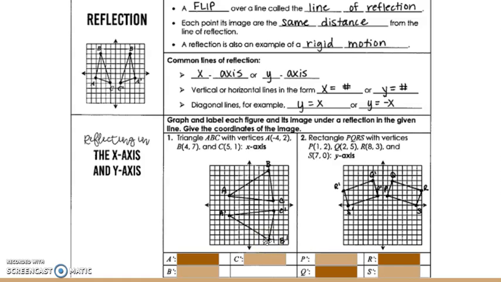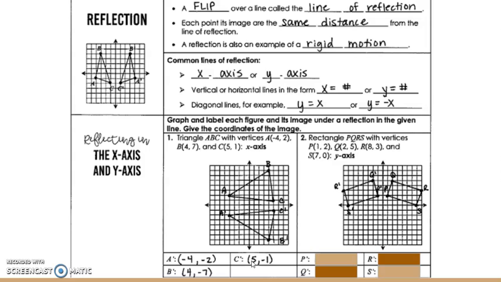Once we have the image graphed, then we can figure out what those ordered pairs are. So it might be a little hard for you to see, but these are our new image points, and that's with our x-axis.